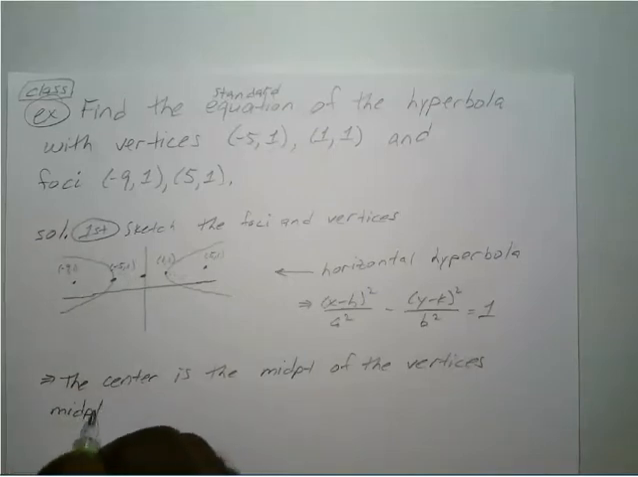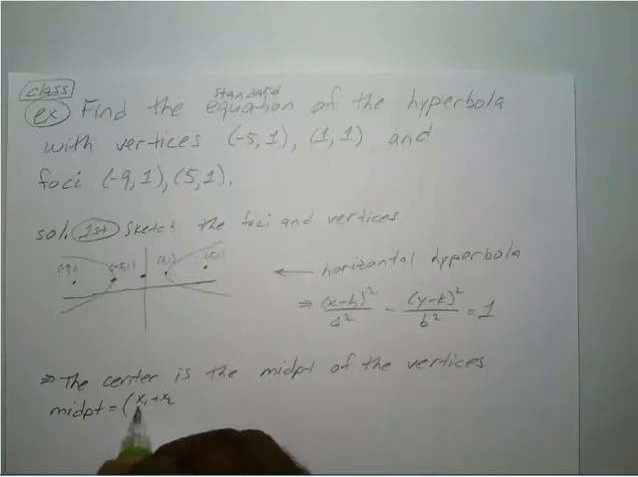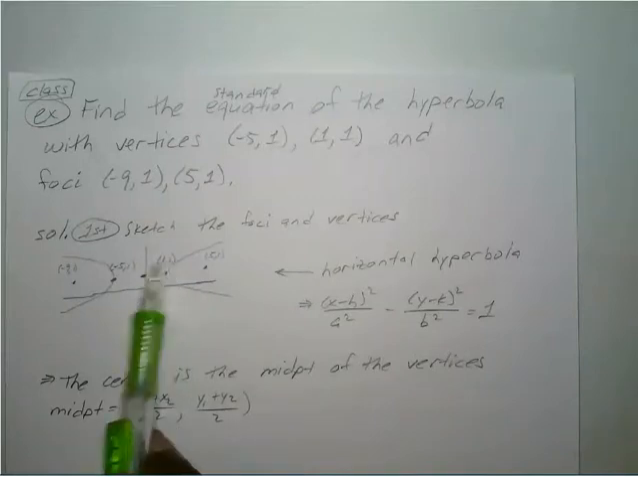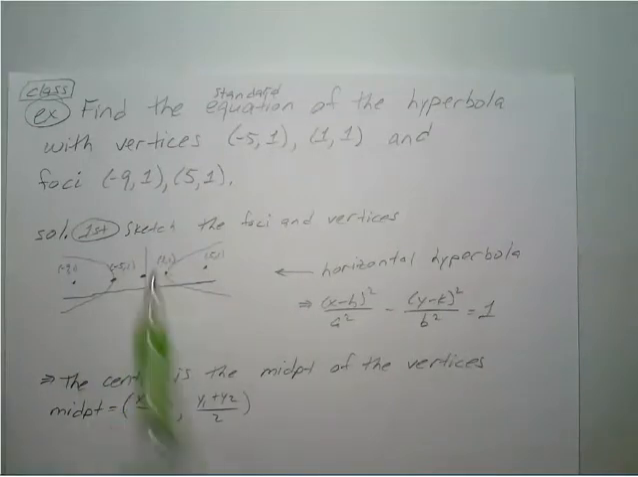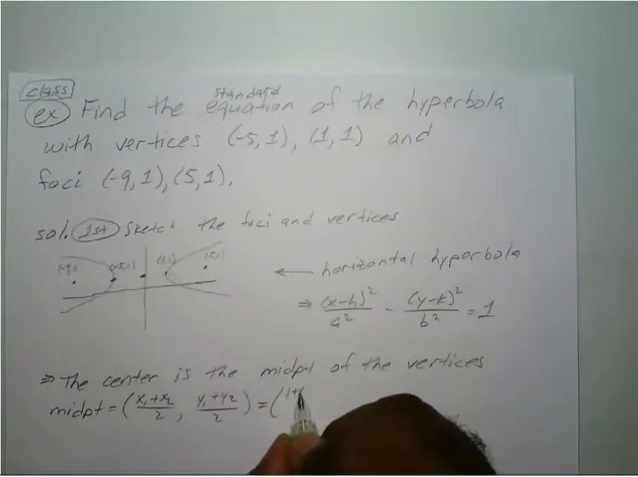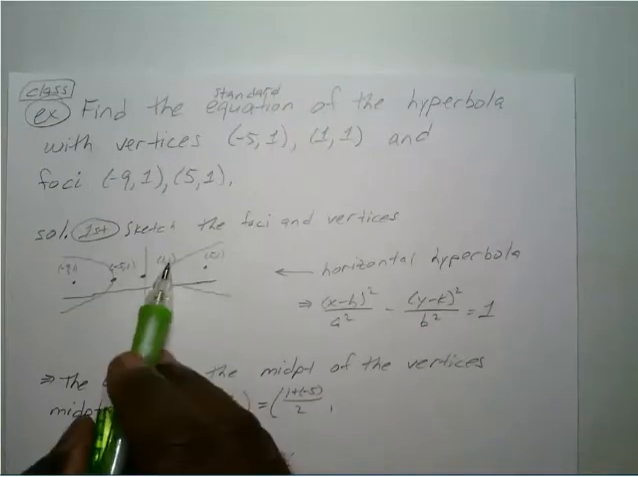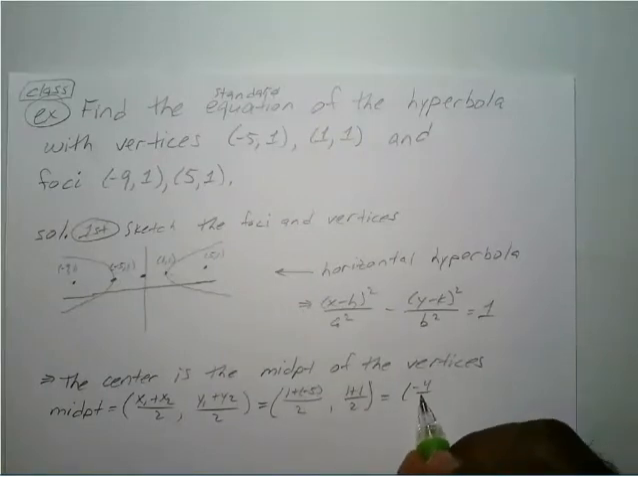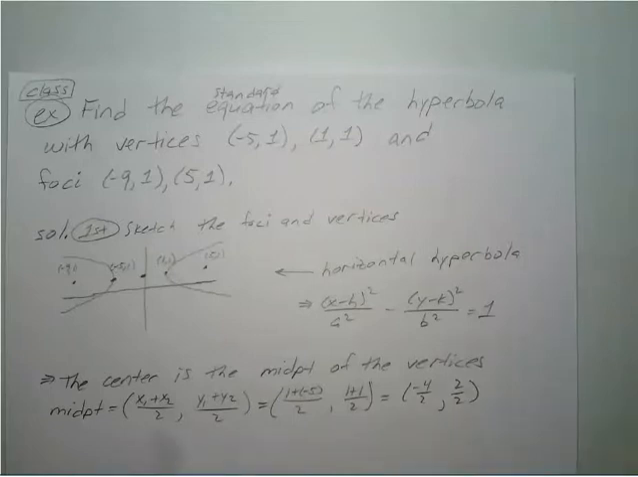So if we get our midpoint formula, remember that's x1 plus x2 divided by 2, y1 plus y2 divided by 2. If we make this our x1, y1 and this x2, y2, it doesn't matter which one you make which one. So we have 1 plus negative 5 over 2, and 1 plus 1 over 2. That gives us negative 4 over 2 and 2 over 2. So your midpoint, which in this case is your center, is going to equal negative 2, 1. Negative 4 divided by 2 is negative 2. 2 divided by 2 is 1.